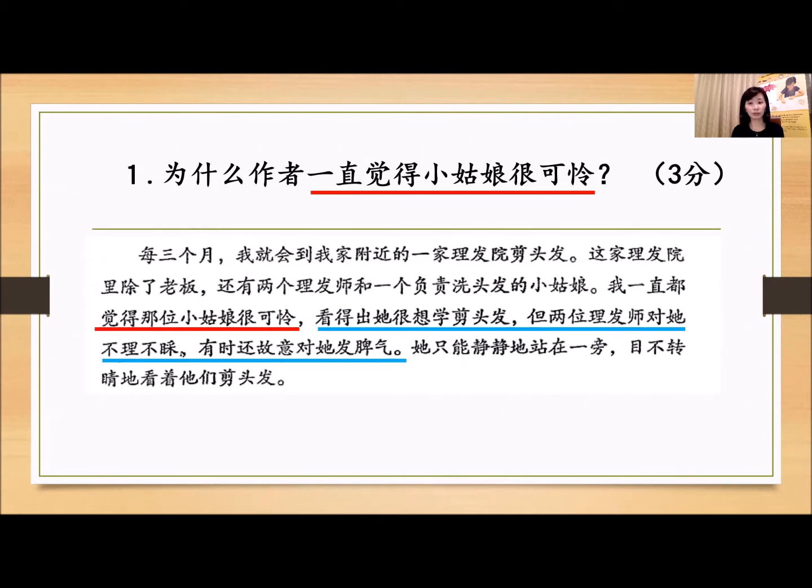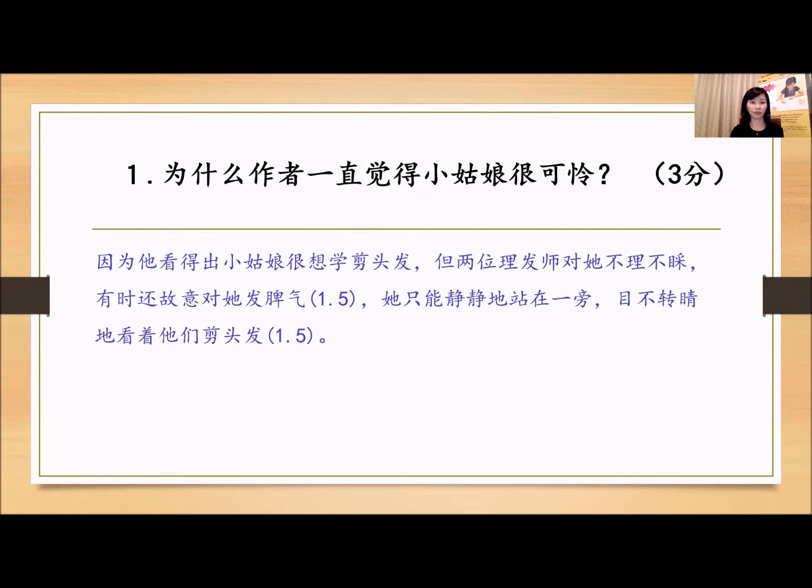他只能静静地坐在一旁，目不转睛地看着他们剪头发，可怜吗？其实是很可怜的，因为他自己站在旁边，要安静地在旁边，偷偷地看他们剪头发，自己学剪头发，这样子的做法是很可怜的。好，so these will be the 2 answers. This will be the complete answer for this question.